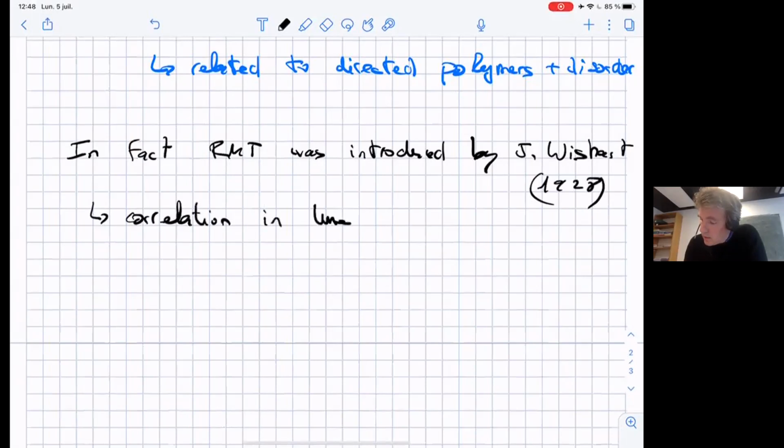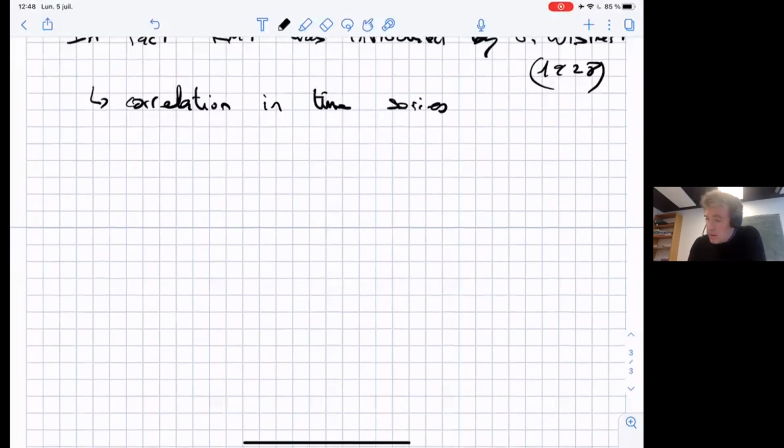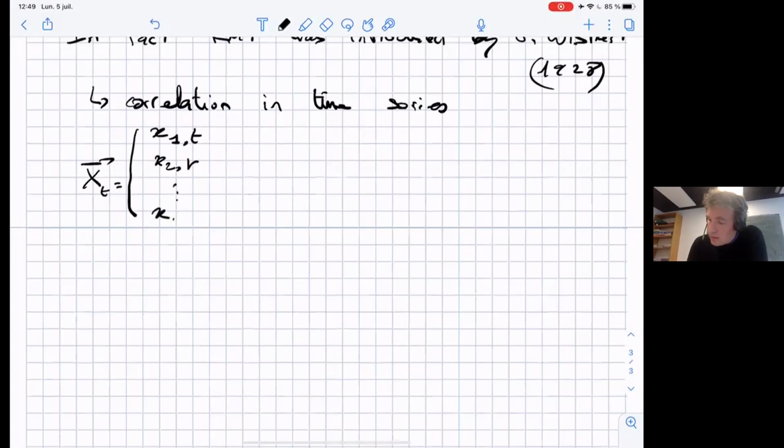And basically what he was interested in was correlations in time series. So basically, what you can have in mind is that you just suppose that you have, say, a vector. Let me denote it as x of t, and it has n components. So you look at what happens at a given time t. So you have a set of data. So typically, this x_i of t might be the price of stock i at time t. So you might think of x of t as a kind of portfolio. You can also think of x_i of t being the temperature at the city i on the day t, for instance. Okay, so that can be the stock price. That can be daily temperature.